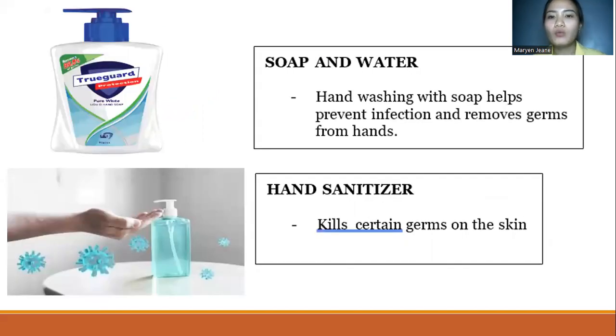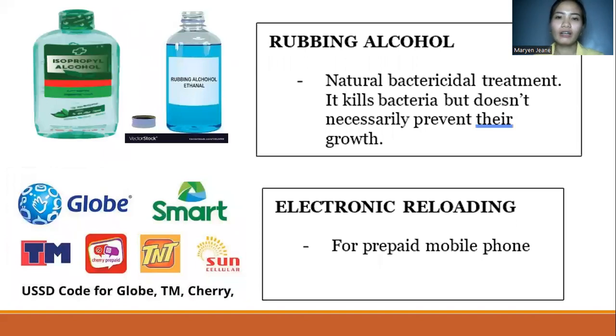Next is soap and water. Hand washing with soap helps prevent infection and removes germs from hands. This is very important nowadays, especially the hand soap, no? Next is hand sanitizer. It kills certain germs on the skin. Yes, every time we go out, we should always put on hand sanitizer. Rubbing alcohol is a natural bactericidal treatment. It kills bacteria but doesn't necessarily prevent their growth. Yes, it just kills the bacteria.